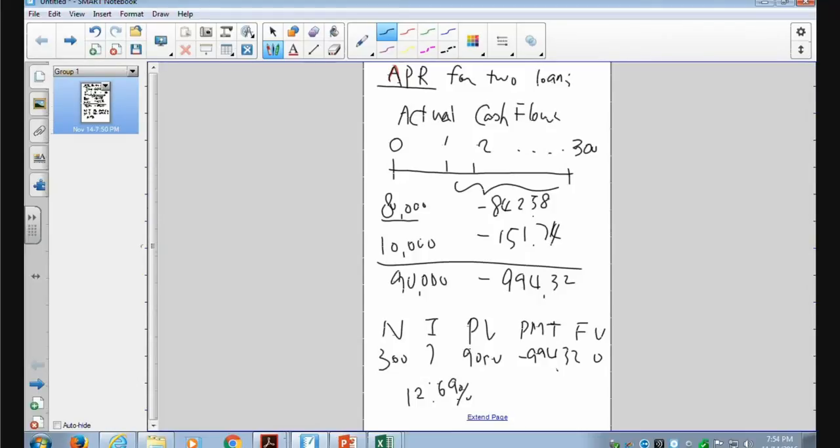Right? Wait, what's the first one? You wrote 90,000 or 99. What number is that for the present value? No, for the present value. 90,000. The present value is always the cash flow at time 0, right? So now you got the 12.69%.